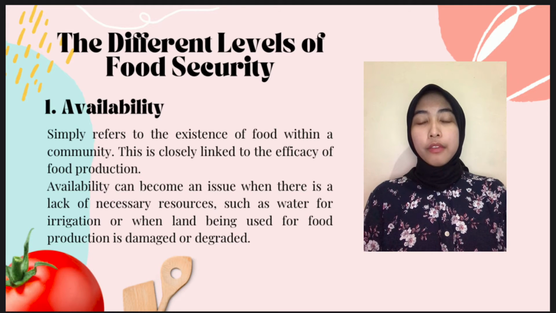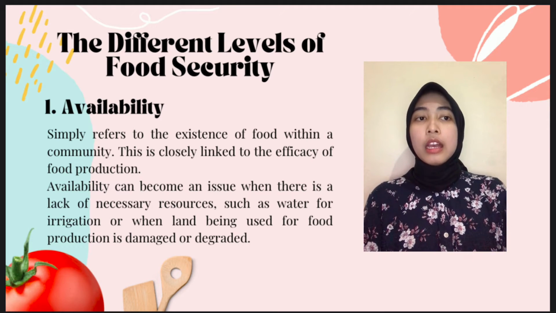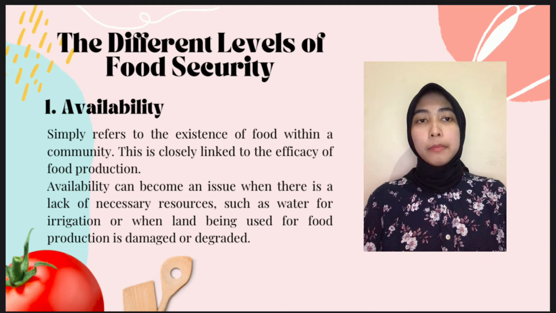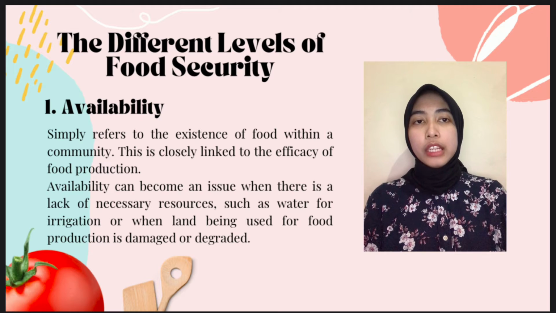What are the different levels of food security? The concept of food security can be broken down into four main components known as the four pillars of food security. The first is availability. Availability simply refers to the existence of food within a community. This is closely linked to the efficiency of food production. Availability can become an issue when there is a lack of necessary resources, such as water for irrigation, or when land being used for food production is damaged or degraded.